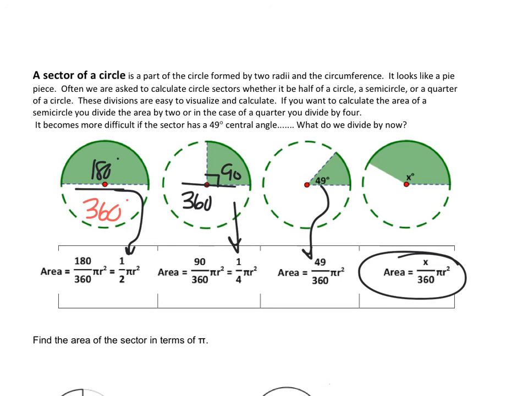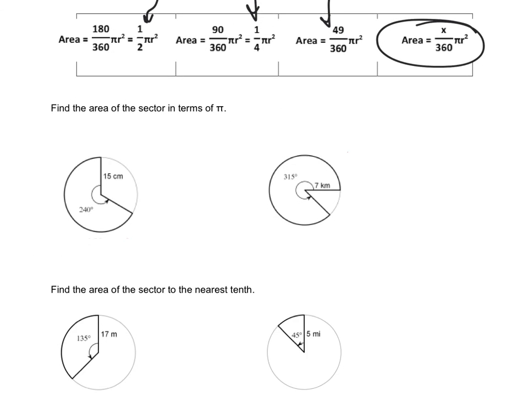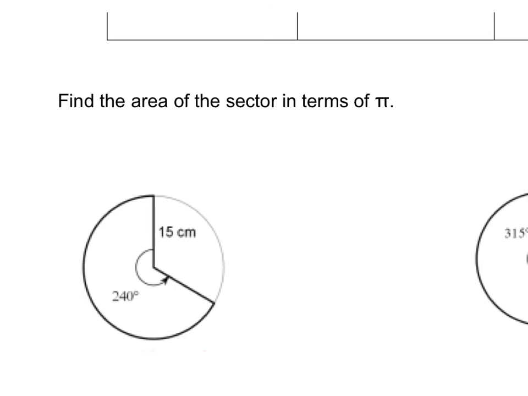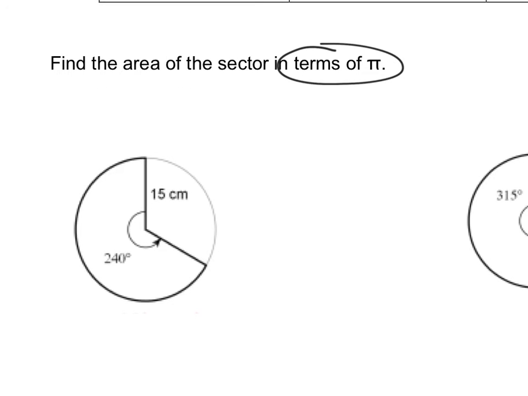Let's do some sector problems. Find the area of a sector in terms of pi. Whenever it says in terms of pi, you actually have a pi in your final answer. We don't want to type the pi key on your calculator. Okay? So for this example, I have a central angle of 240 degrees. I have a radius of 15. And I want to find the area of this sector.